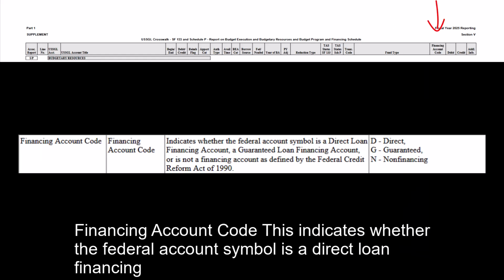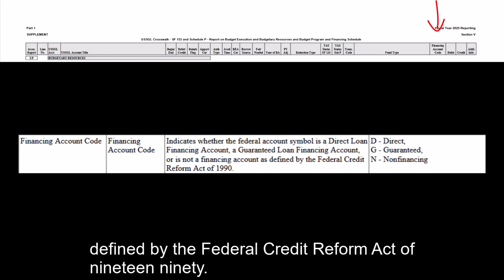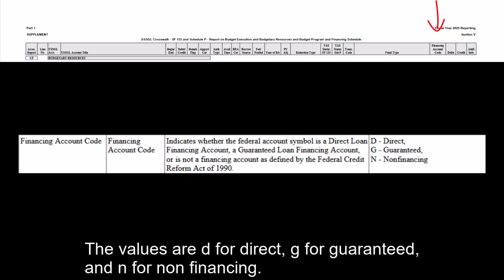This indicates whether the federal account symbol is a direct loan financing account, a guaranteed loan financing account, or not a financing account as defined by the Federal Credit Reform Act of 1990. The values are D for direct, G for guaranteed, and N for non-financing.